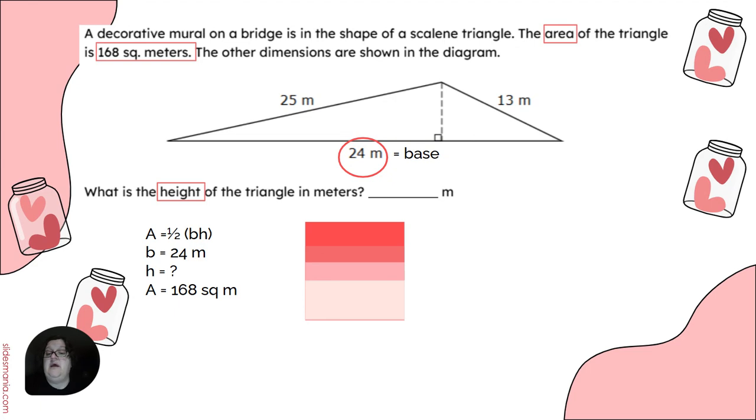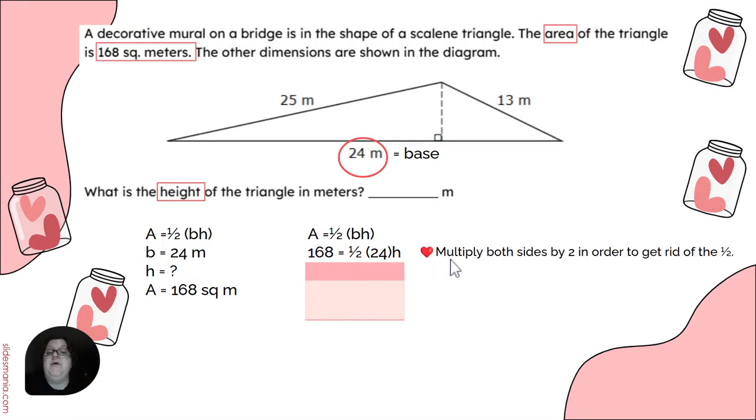So I'm going to go ahead and start substituting into my formula for area of a triangle. And I'm going to go ahead and substitute in for A, which is 168. And I'm going to substitute in for B on the other side of the equal sign, which is 24. So my current equation is 168 equals 1/2 times 24 times H. I'm going to go ahead now and start solving for H.